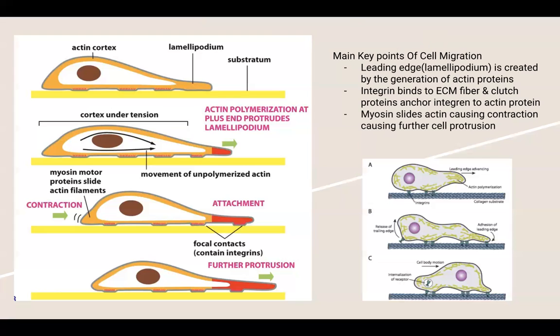This overall causes the generation of contractions, causing further protrusion at the front of the cell, which creates movement, which allows the cell to move to whatever location it needs to be at.